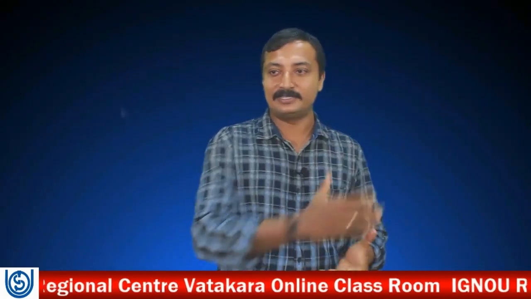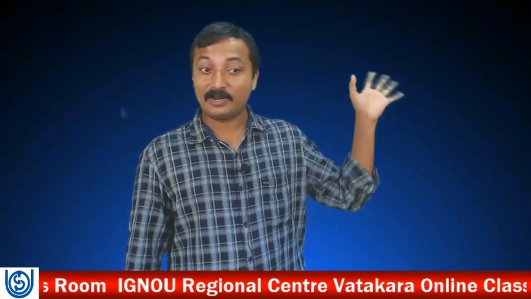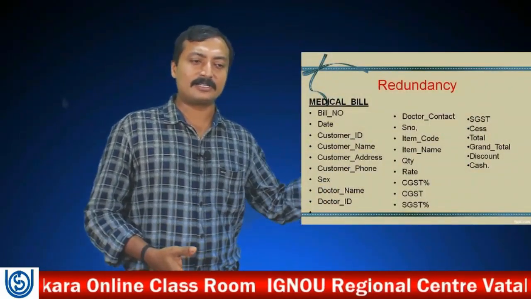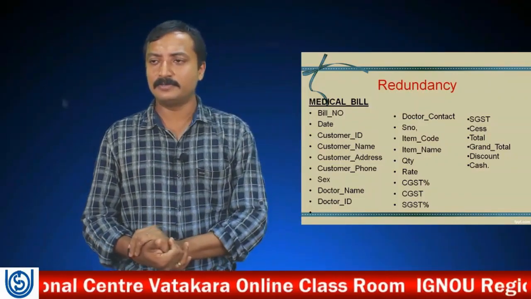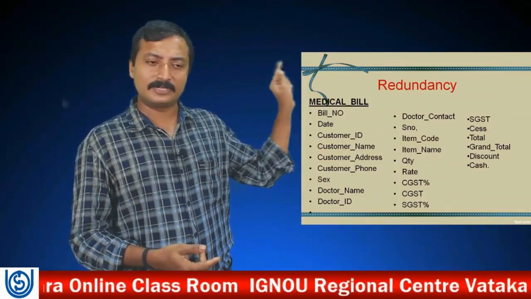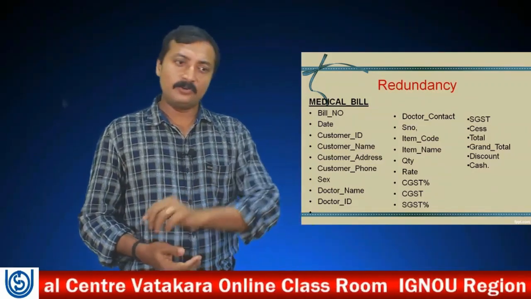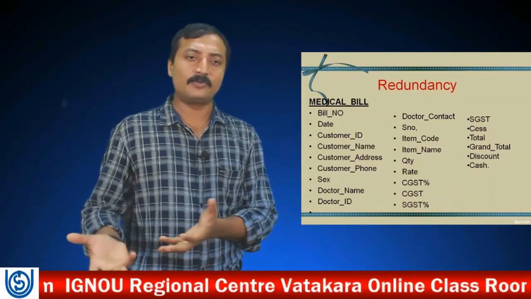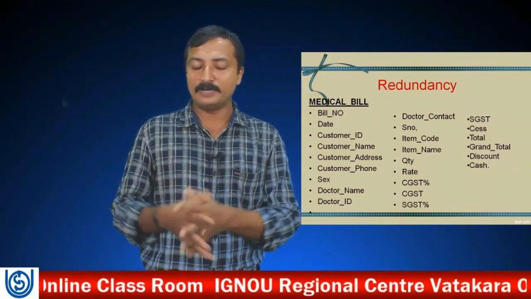The main problem behind that repeated fashion you can see on the screen itself. On the screen, you can see the data of a medical shop: the bill number, date, customer ID, customer name, customer address, customer phone number, and many other things. Just consider the phone number of a customer. Your number may change naturally, because you can take a new connection and change your phone number. That is a regular thing and not an important factor.